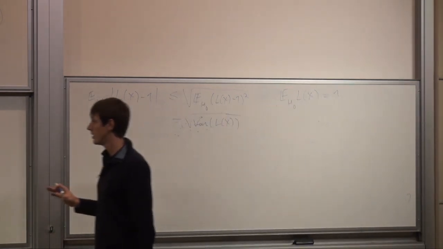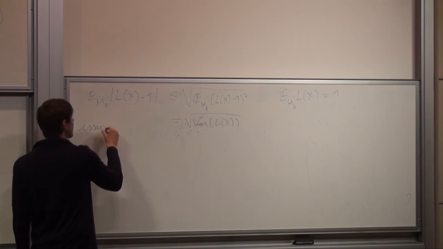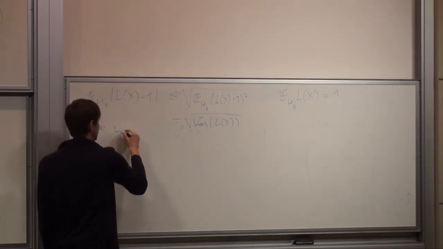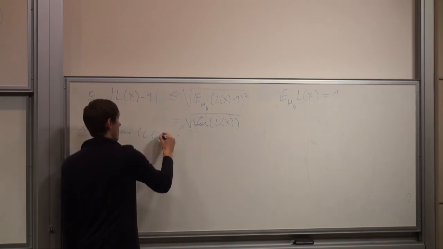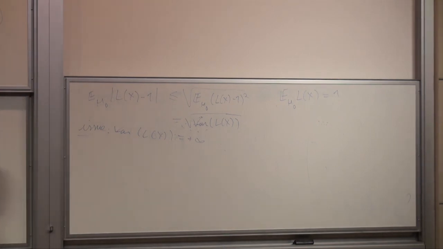The issue, why is this lower bound not totally trivial? The issue is that in our model, with the two distributions that I just erased, the variance is infinite. So that's sort of an issue. I lower bound this by minus infinity, because it's not very good.